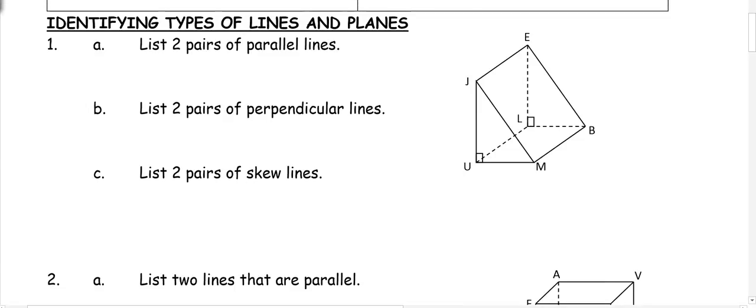So over to the right, we have a triangular prism because it has two triangular bases. So we want to look for two pairs of parallel lines. So one pair of parallel lines could be JM, which is going on a diagonal, and EB. They're both going in the same direction, but they're never going to intersect. So JM and EB would be an example of parallel lines. Another example of parallel lines could be UL and JE. They're both going the same direction and they're never going to intersect.